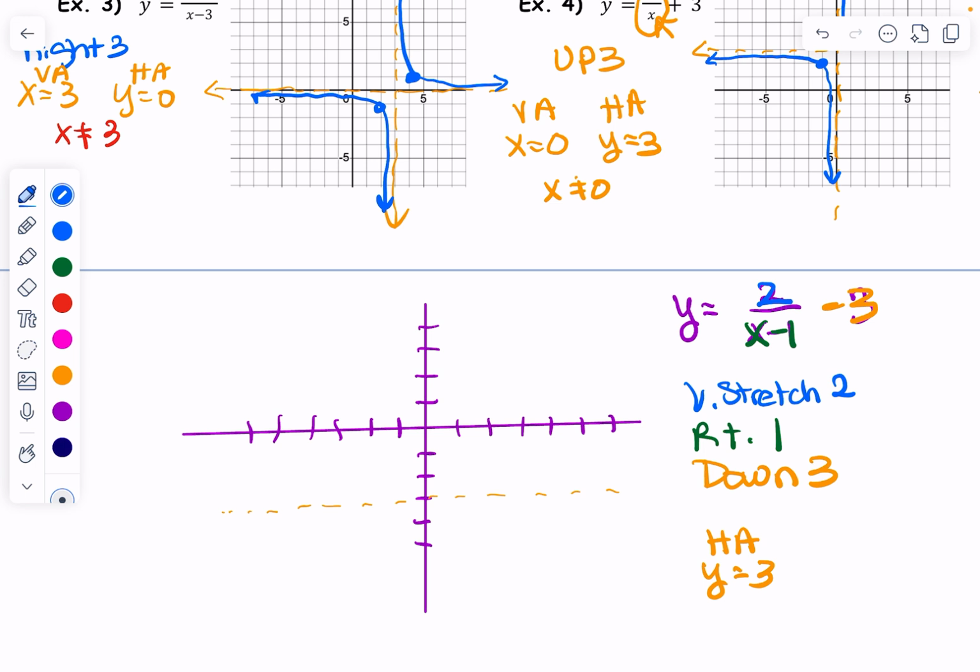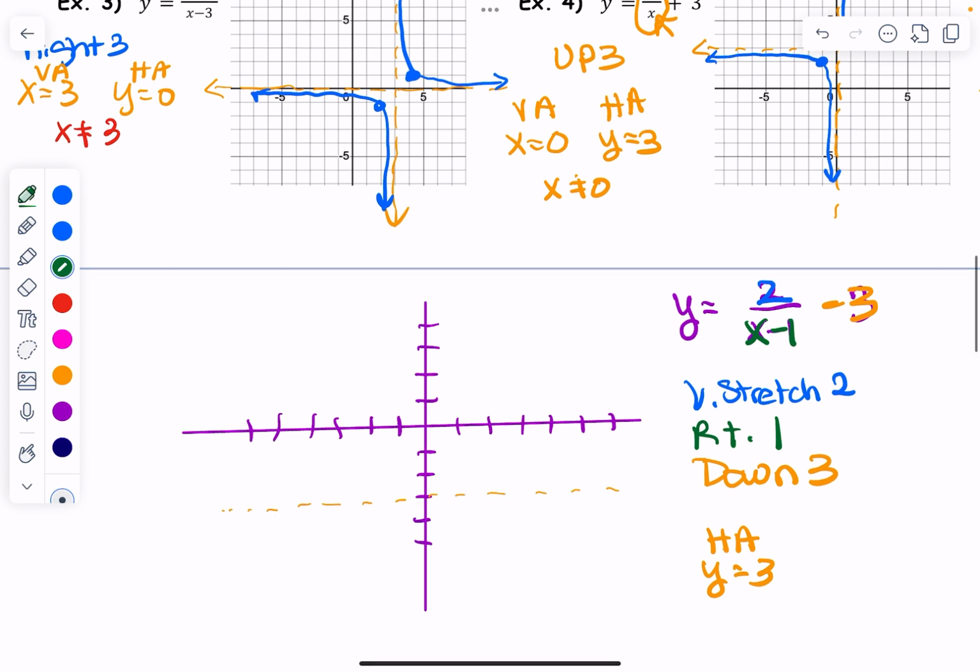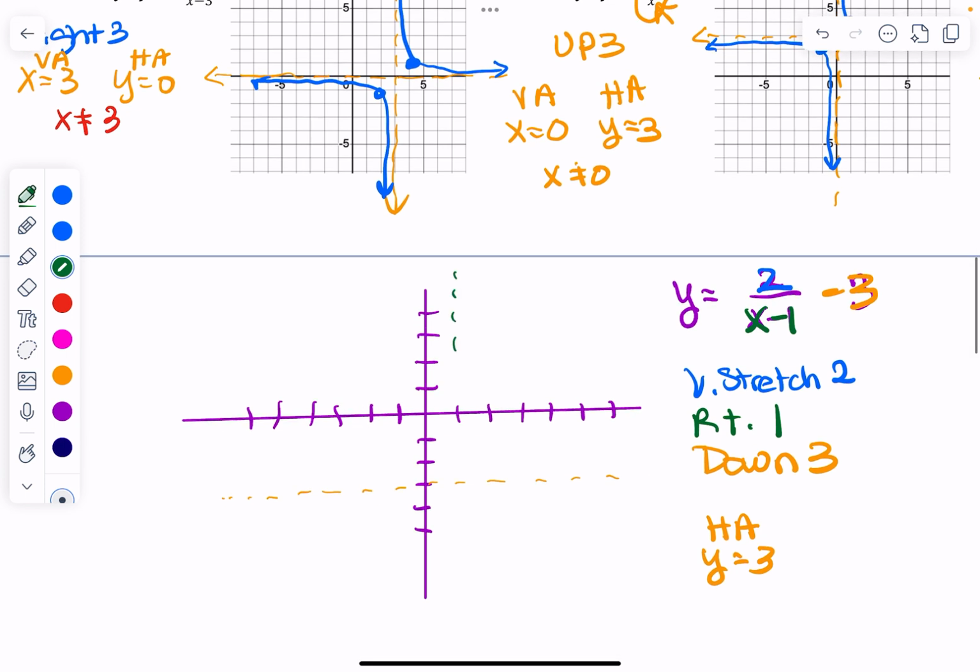Now we had a vertical stretch, but we also went to the right 1. So if I took my whole graph to the right 1, then my vertical asymptote is now at x equals 1. So far we've taken care of everything except for our stretch. Normally we would start at this little intersection and go over 1, up 1. But because we have 2, we're going to go over 1 and up 2. So our point will be right there.